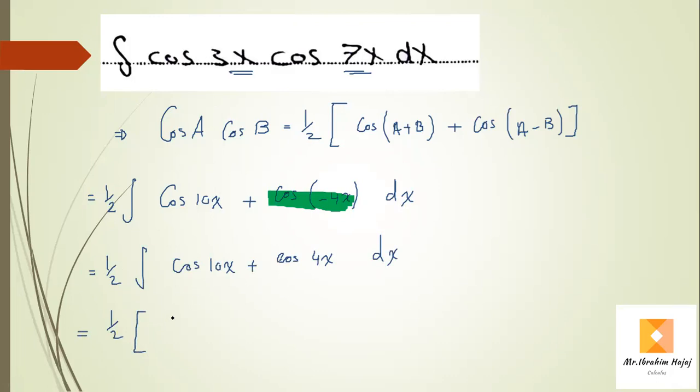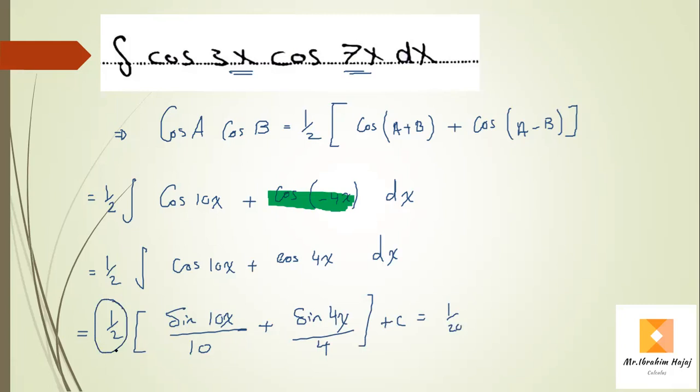The integral of cosine 10x is sine 10x over 10, plus sine 4x over 4. Then multiply by the half: 1 over 20 sine 10x plus 1 over 8 sine 4x plus C. Check your homework please. Do you agree, guys, with my answer?